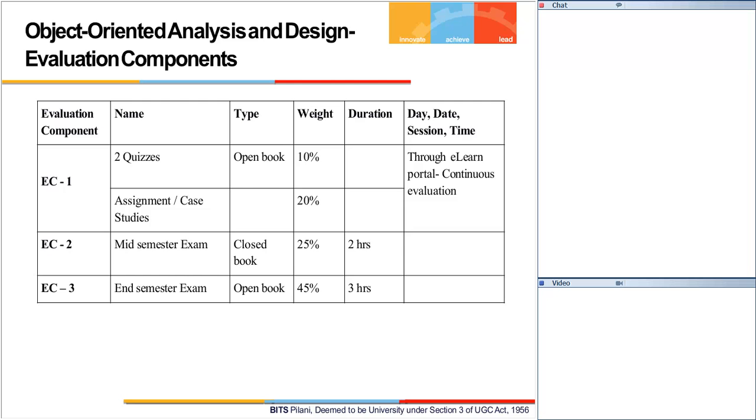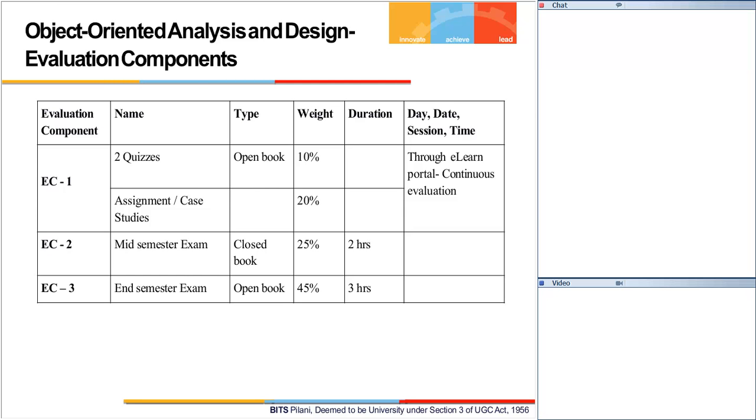There are 2 quizzes, 5 marks each, and one quiz will be before the mid semester, the other quiz will be after mid semester. It's said to be an open book quiz. Each quiz will be open for a week's time, and you can attempt the quiz during that week, right?